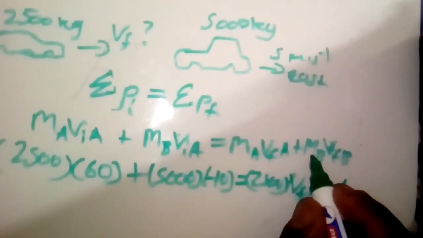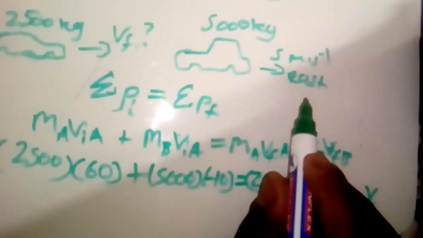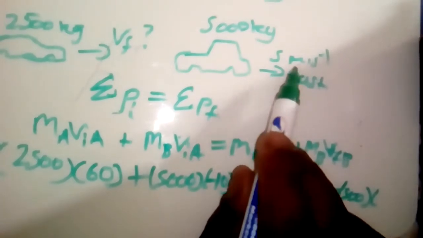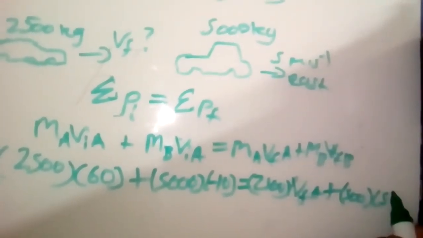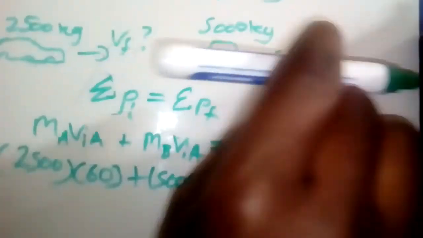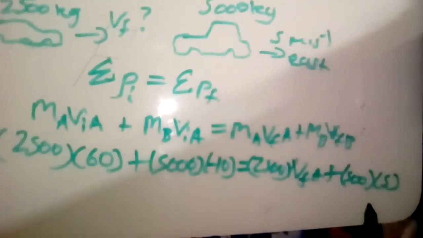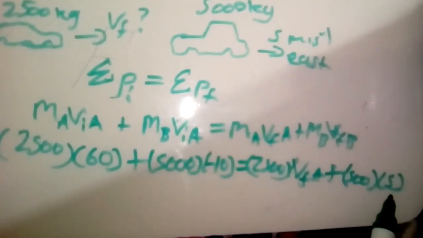The mass of object B, which is still 5,000, times the final velocity of object B. After the accident, it moves 5 meters per second to the east. So I'm just going to put positive 5 because I chose this side as positive, right? Whatever is moving to the right is positive. So before it was moving to the left, it was negative. Now it's moving to the right, which is positive.